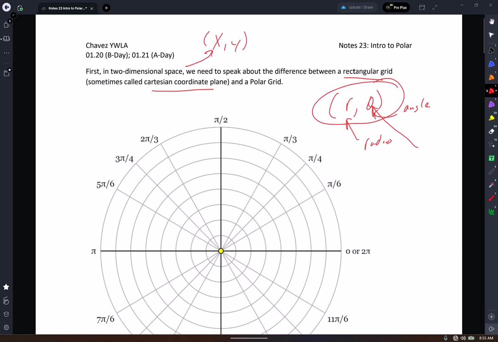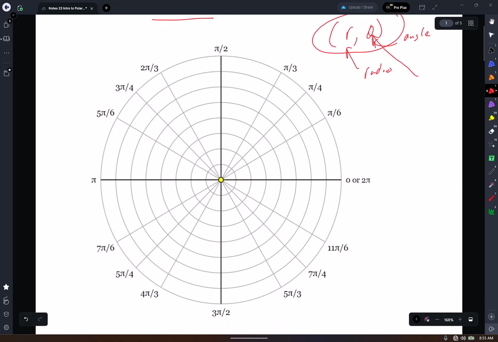I would say it looks like a unit circle. Yeah, it kind of is like the unit circle. You see this circle right here? That is a radius of 1. So how do you plot a point on this?